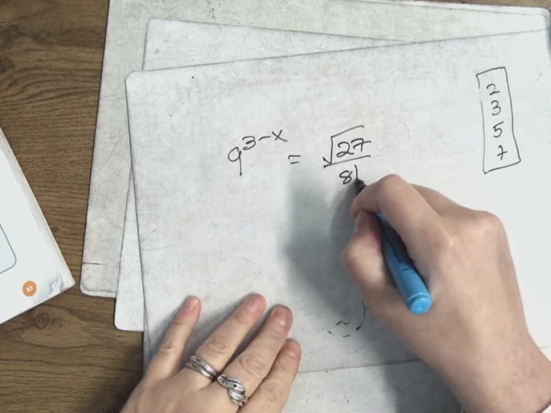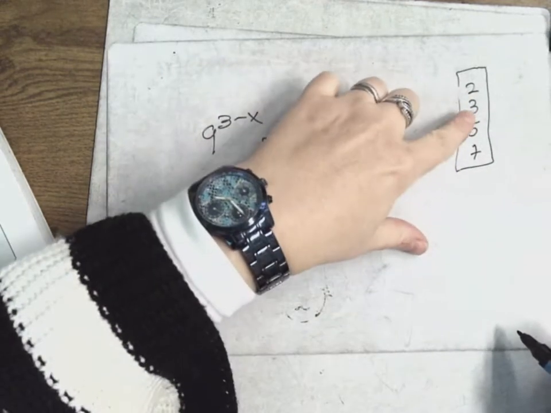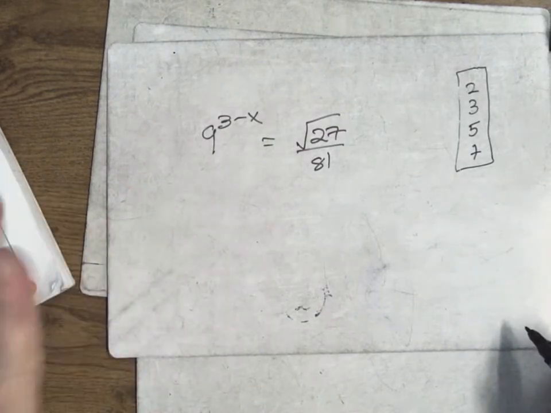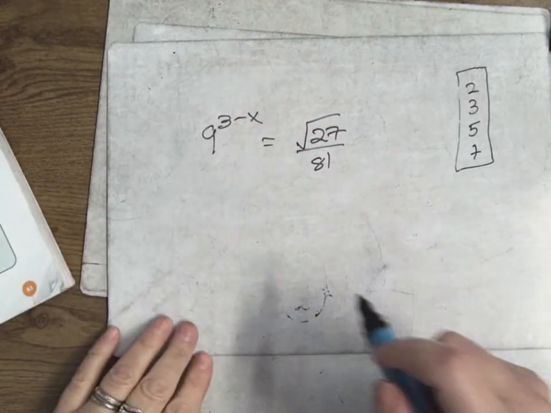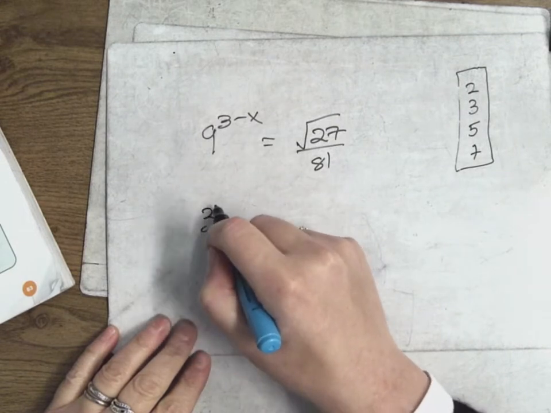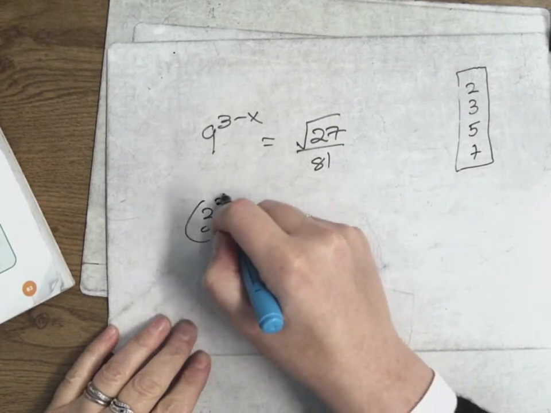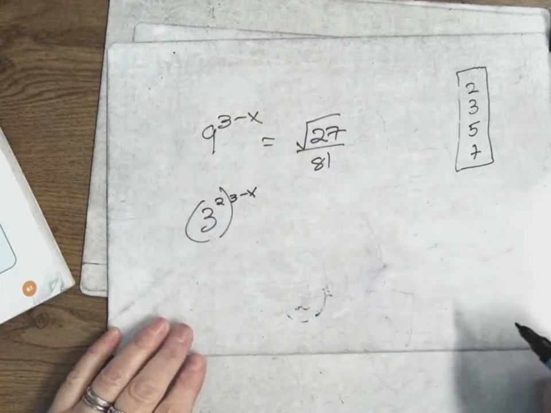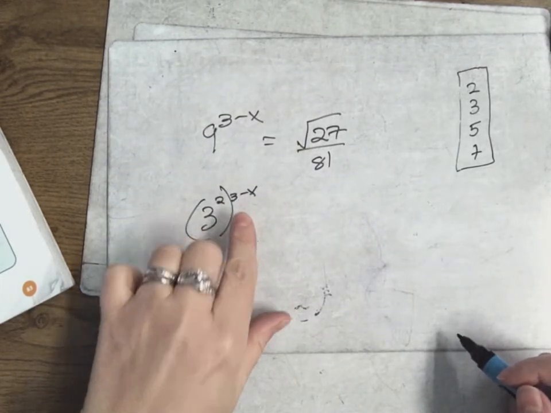Right, okay. Now, 2, 3, 5 or 7. What do I go with? 3. So I'm writing everything as a power of 3. What's 9 as a power of 3? 3 to the power of 2. And that's all to the power of 3 minus x.